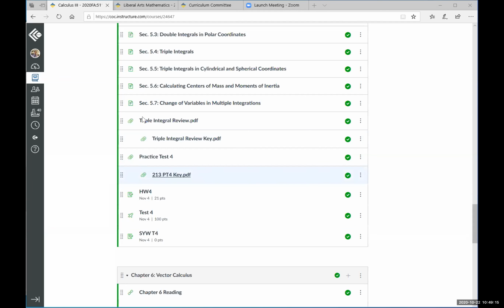As you know, you've had the review of triple integrals at the end of chapter 5, and now we're going to practice test number 4. If you click on this, you'll realize that practice test 4 has 12 problems, and it says at the very beginning, sections 5.1 through 5.6. You may wonder, what about 5.7?